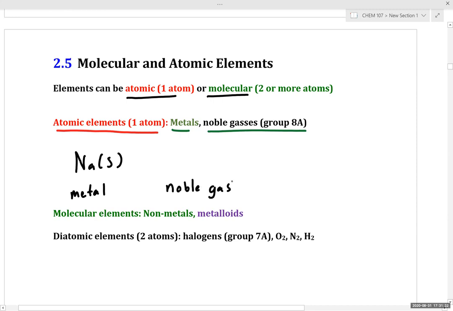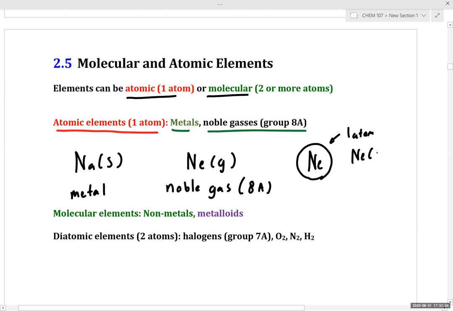Okay, what about a noble gas, which is a group 8A element? What's an example of a noble gas that we can use? I see in the chat we have neon. So again, neon is a noble gas and it's an atomic element. In its formula, we have only one atom. So if we're looking at a picture of neon, it would just have one atom as part of its chemical formula. So neon would be written as Ne gas.